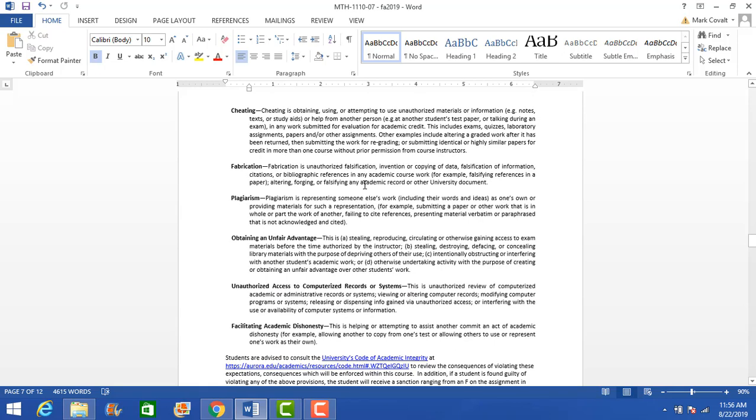Okay, from cheating to facilitating academic dishonesty, which means if you let somebody cheat off of you, you let someone look at your test paper, or you let someone look at your homework, that is actually something that would be a student misconduct, and that would actually go on your record.